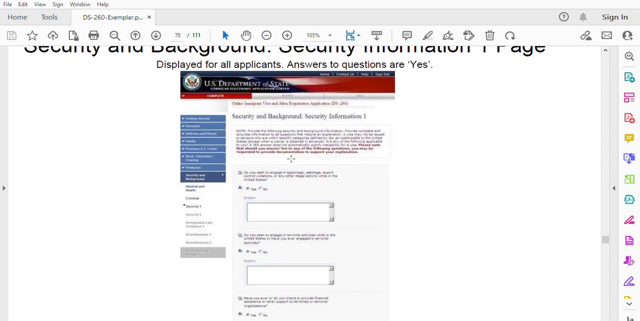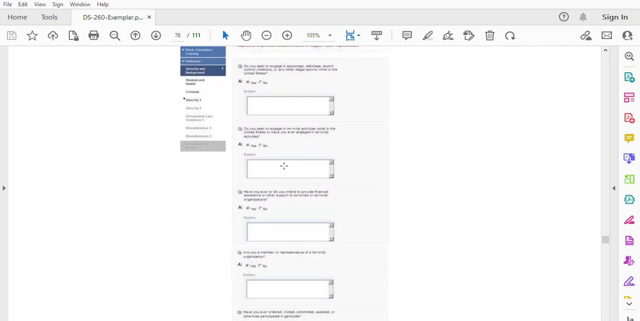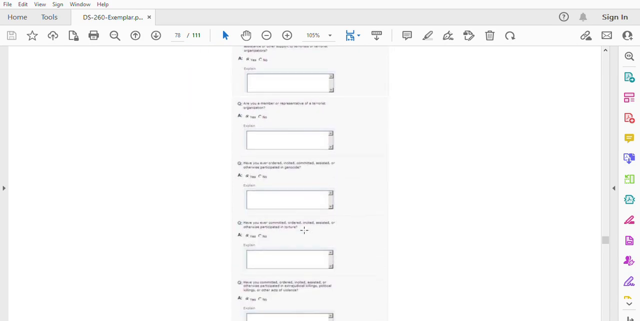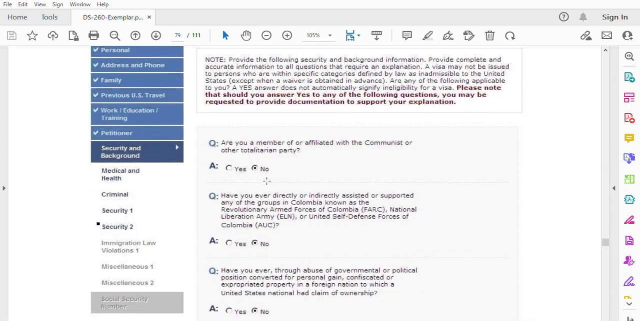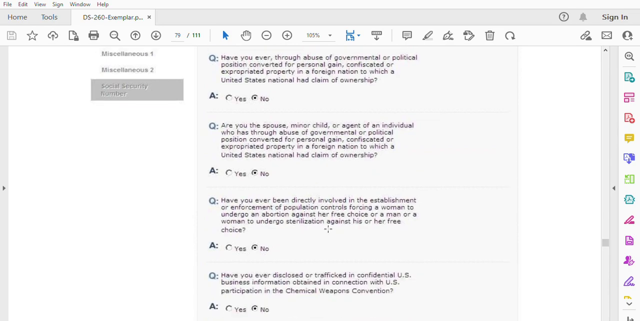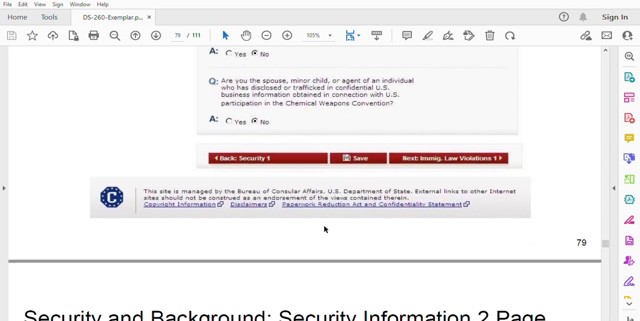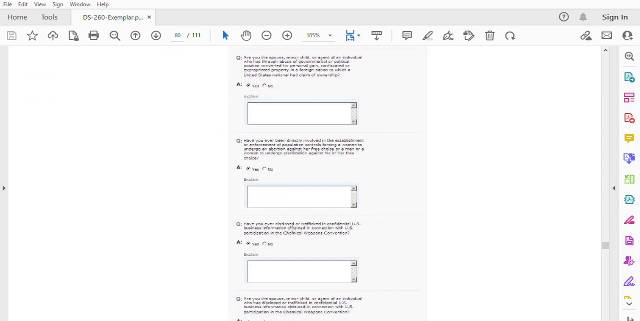So security and background information, we're still talking about the security questions right here. You can answer yes or no. Same question, yes or no. If you answer yes right here, you gotta give an explanation. So here, same question, you gotta answer yes or no. Please choose the one that applies to you and do not try to lie. Please be honest. If you answer yes, this is where you give an explanation.